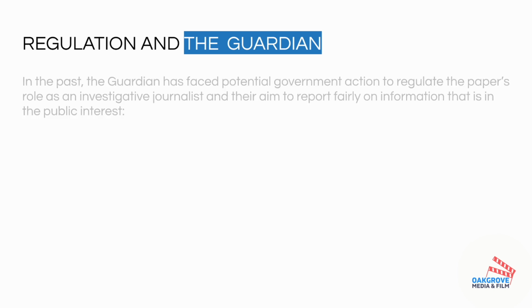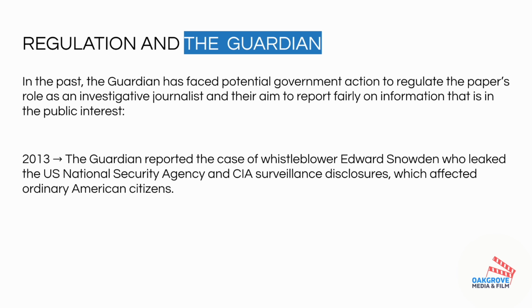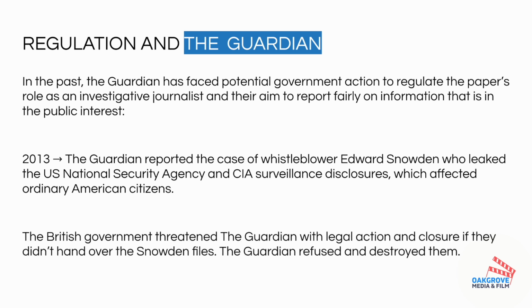In the past, The Guardian has faced potential government action to regulate the paper's role as an investigative journalist and their aim to report fairly on information that is in the public interest. In 2013, The Guardian reported on the case of the whistleblower Edward Snowden, who leaked US National Security Agency and CIA surveillance disclosures which affected ordinary American citizens. Interestingly, the British government threatened The Guardian with legal action and closure if they didn't hand over the Snowden files. What was The Guardian's response? They refused to hand over the files and destroyed them.